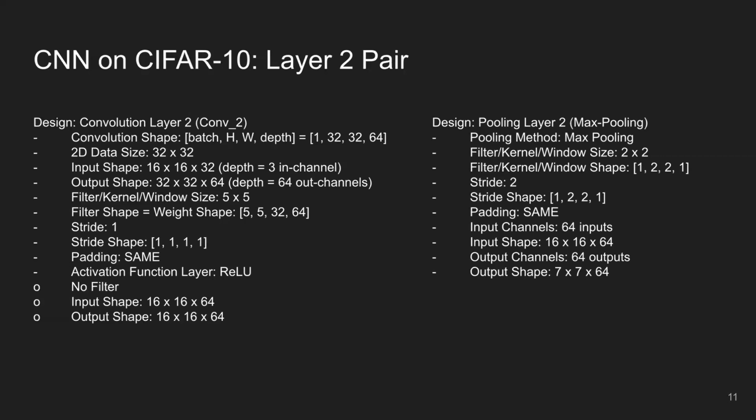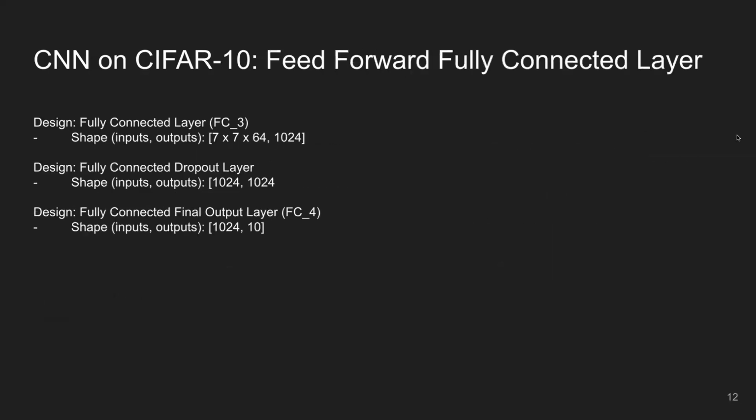The pooling for layer 2, again max pooling, kernel size of 2 by 2, kernel and window shape 1 by 2 by 2 by 1, stride again at 2, stride shape 1 by 2 by 2 by 1, same padding. Input channels is 64 and output channels also 64.